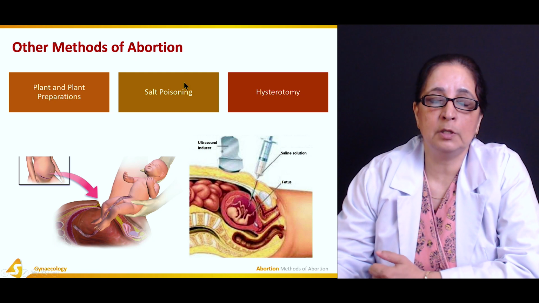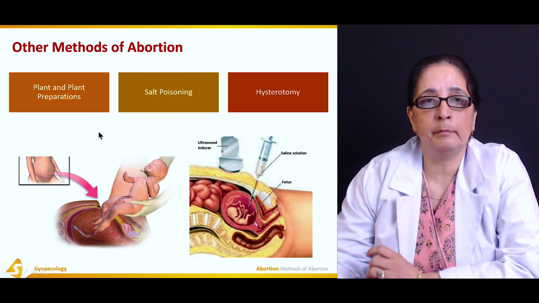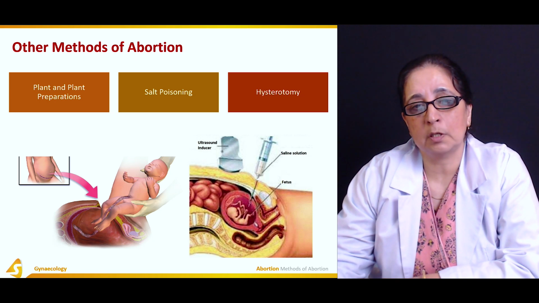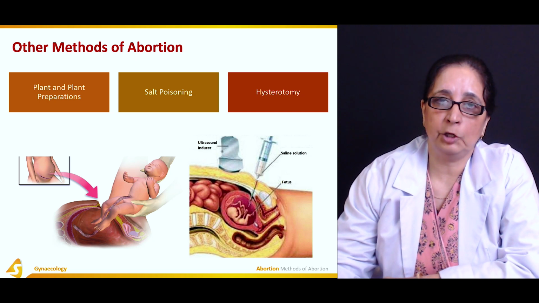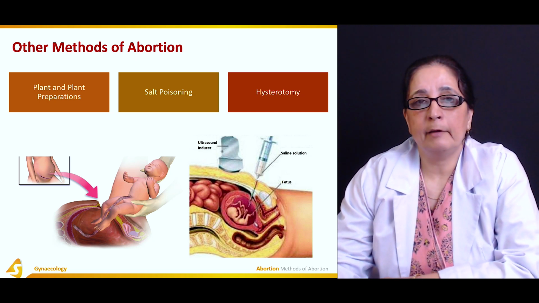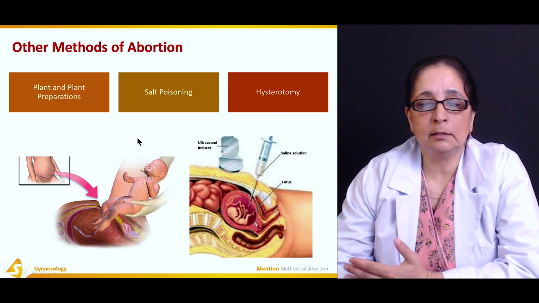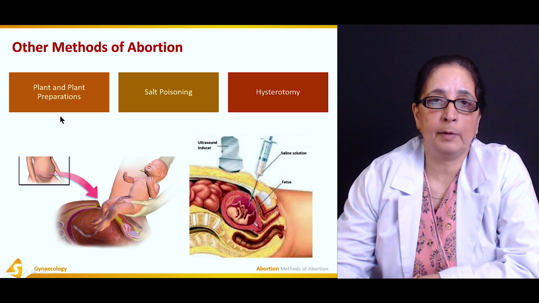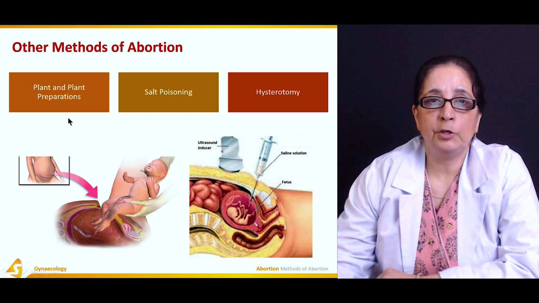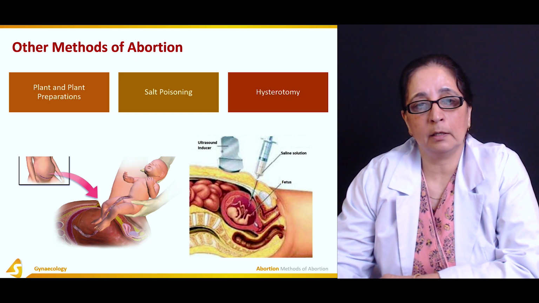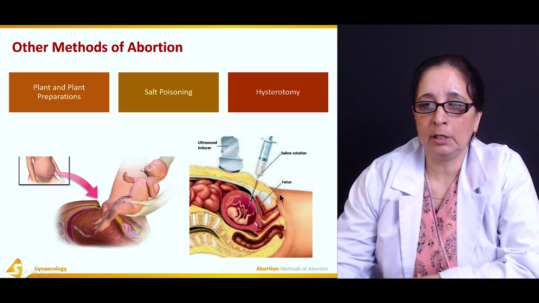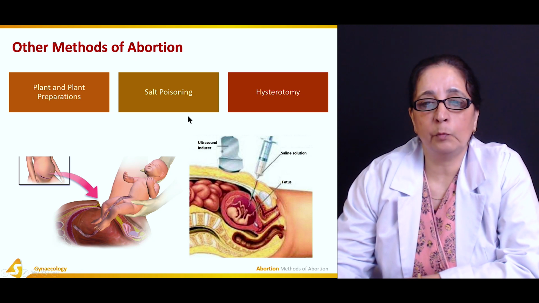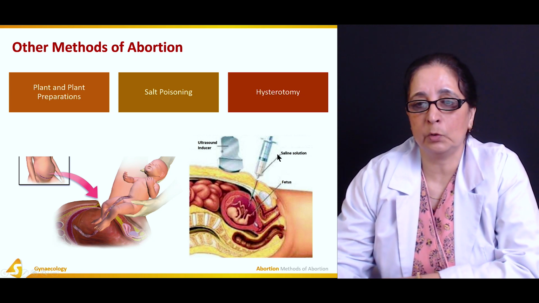So medical, we use the medicine mifepristone with the misoprostol. Both cause uterine contraction. Surgical methods are evacuation and dilation. And some other methods use plant preparations that can be used as abortifacient to induce uterine contraction and expulsion. Then intraamniotic saline infusion. This is also known as salt poisoning. Saline has salt in it, sodium chloride.